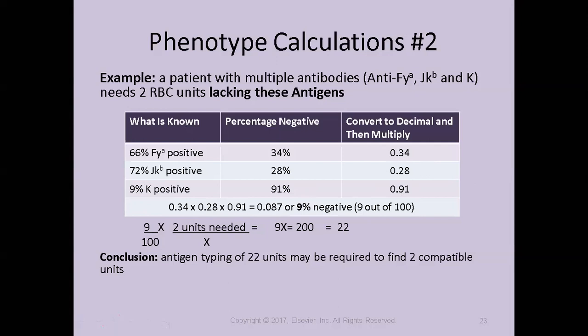Okay? Now, we need 2 units. So we need to do an additional step here. To get 1 would be 9 out of 100, but we need 2. So if we cross multiply, we get 9x equal to 200, and if you divide that out, that's about 22. So basically what that's telling us is we would need to type about 22 units to find 2 that are compatible, negative for Duffy A, JKB, and big K antigens.